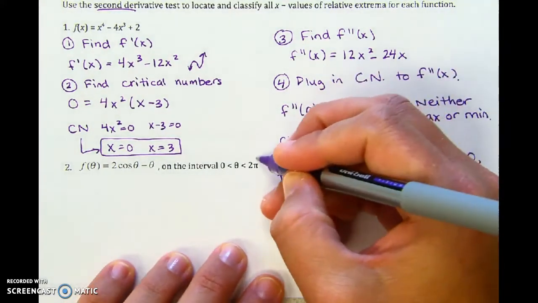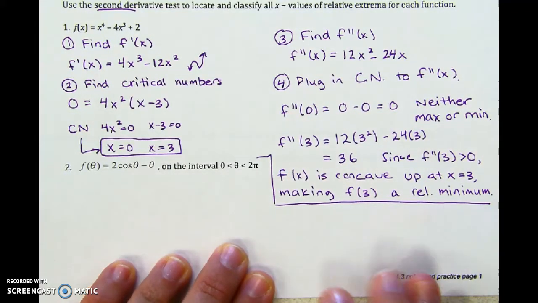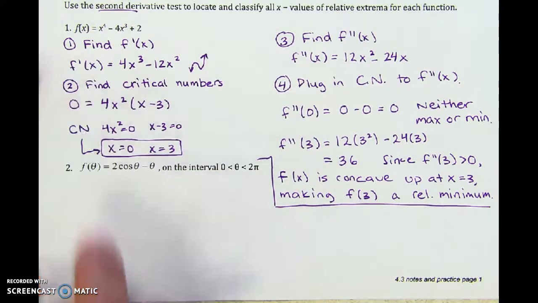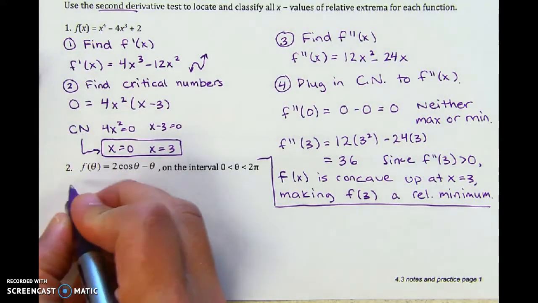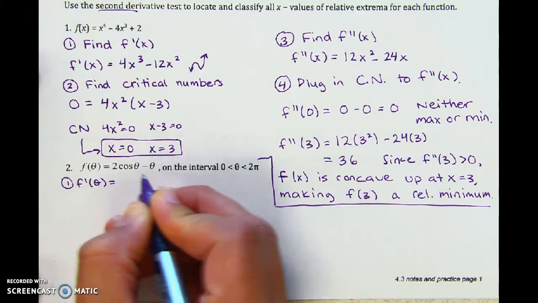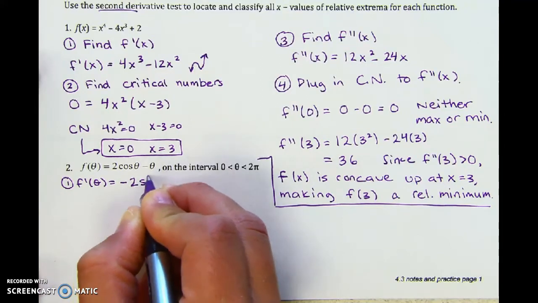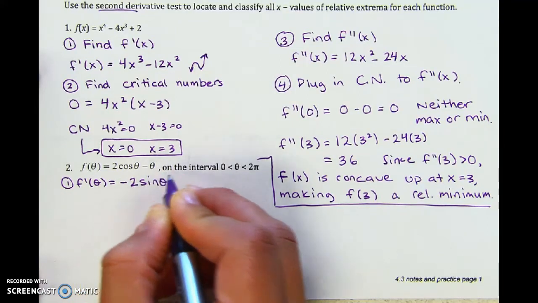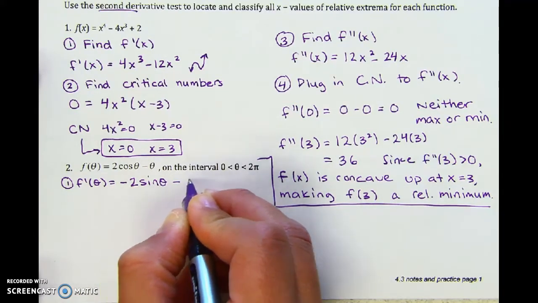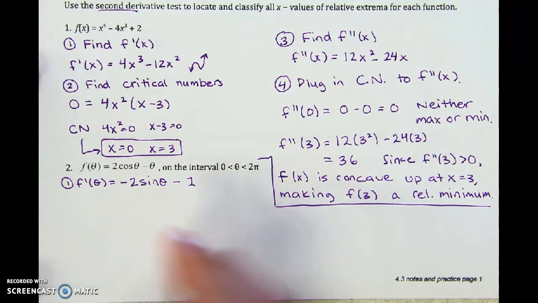This is number 1, and number 2, it looks like we have a trig. We're going to try our best to make it fit. Ready? Set. What was step 1? I forgot, so I'm going to look up here. Find the first derivative. So f prime of theta. The derivative of cosine is negative sine. So we're going to say negative 2 sine theta. Now be careful here, that's not 0. The derivative of minus theta will be minus 1. Okay. What do we do next?